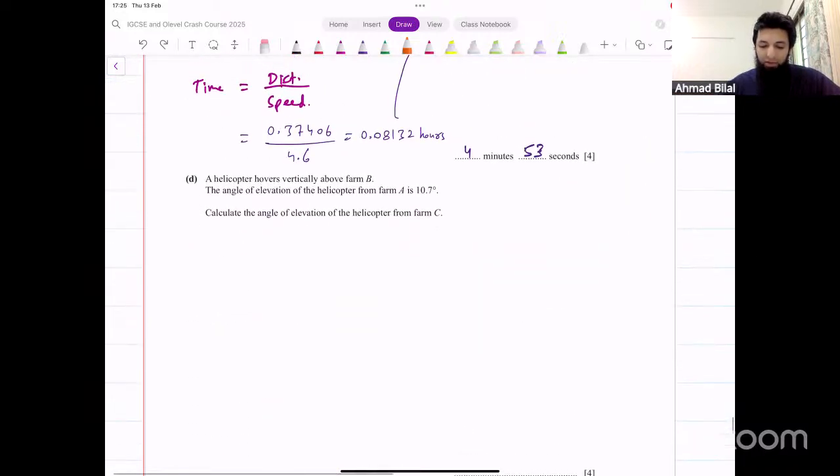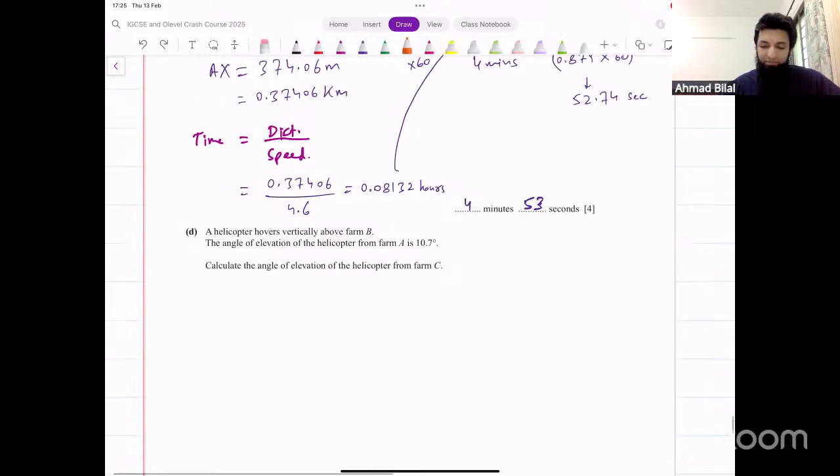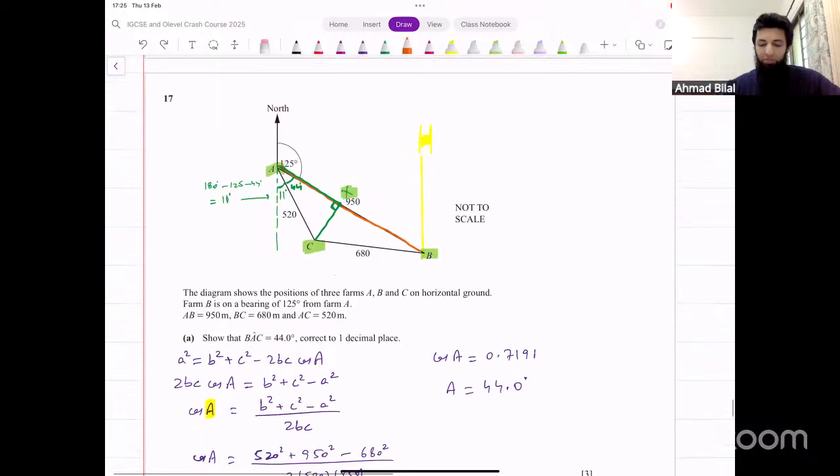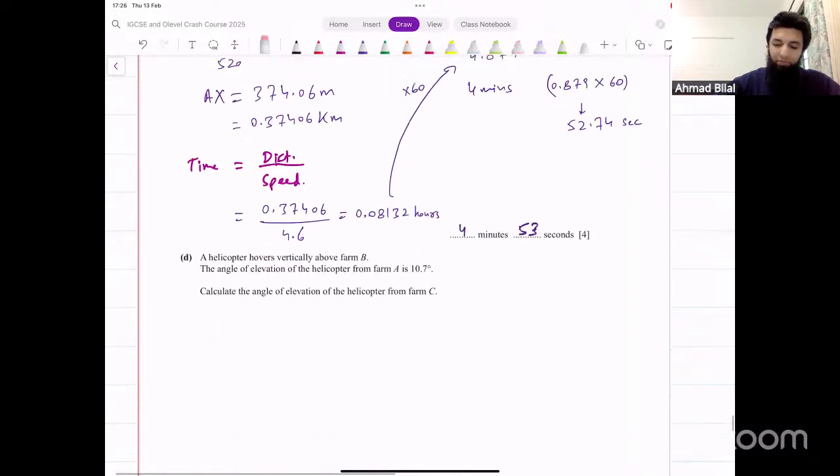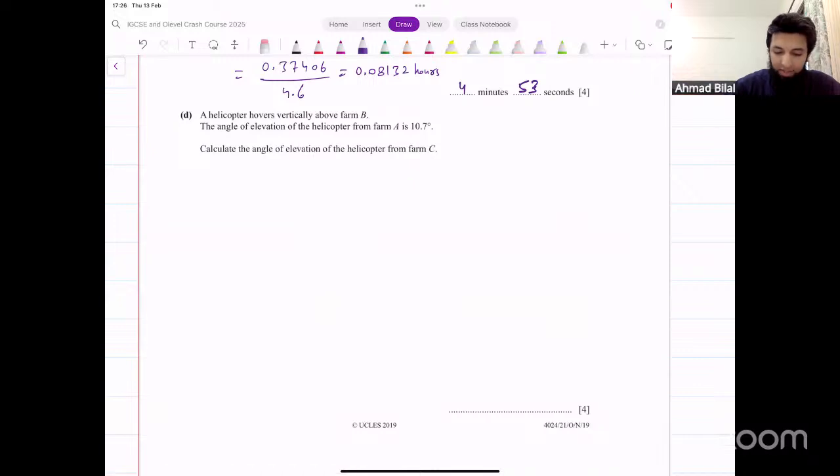The angle of elevation of the helicopter from farm A is 10.7. Okay, so which points are we talking about now? The helicopter is hovering above the point B. We can draw a right angle triangle here on the side. It often helps to draw it on the side in 2D.